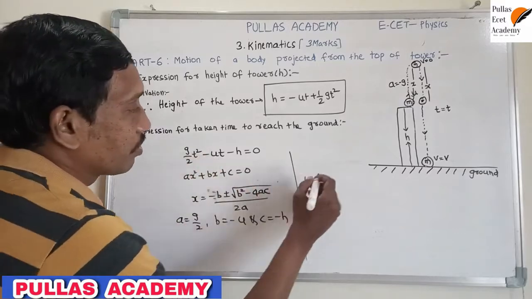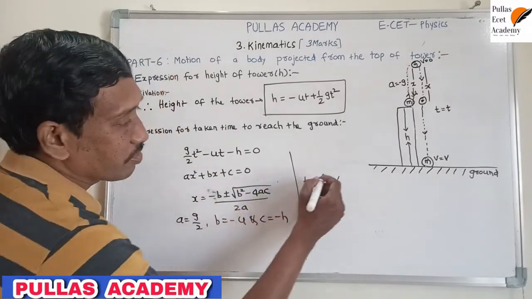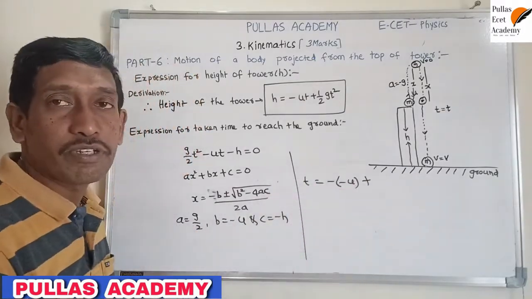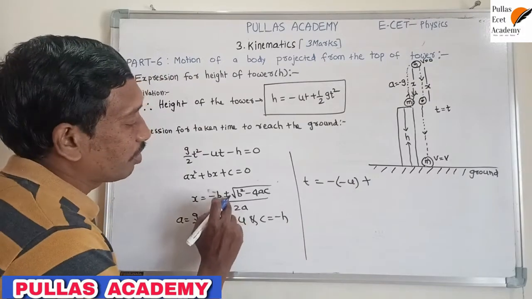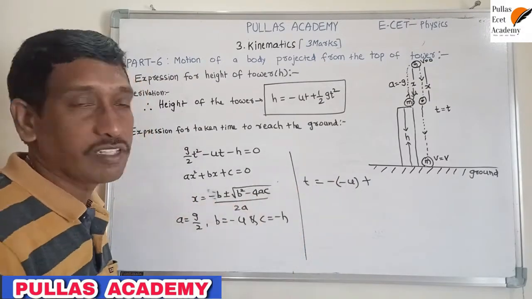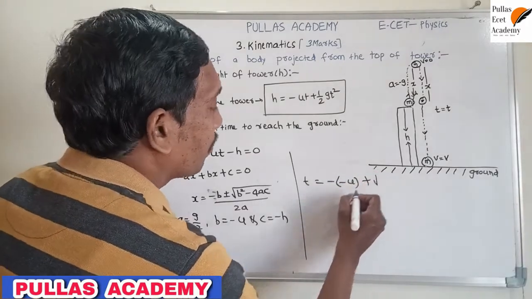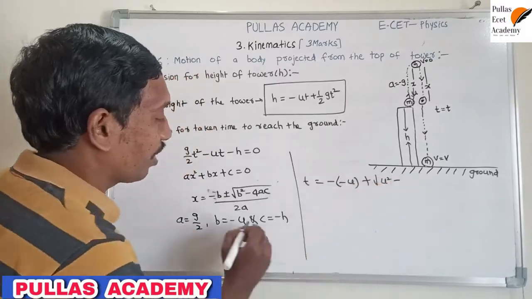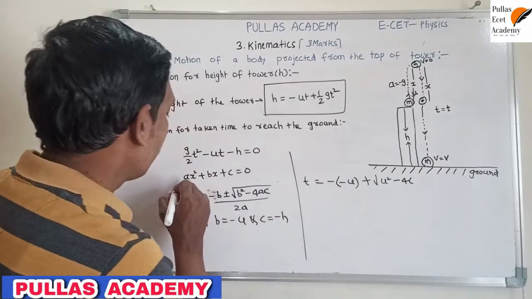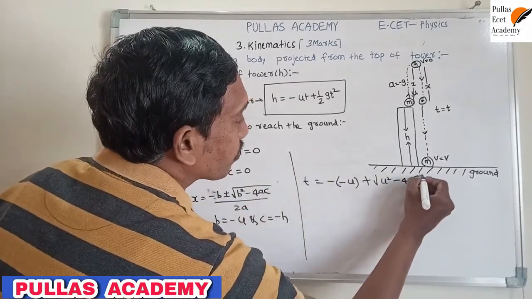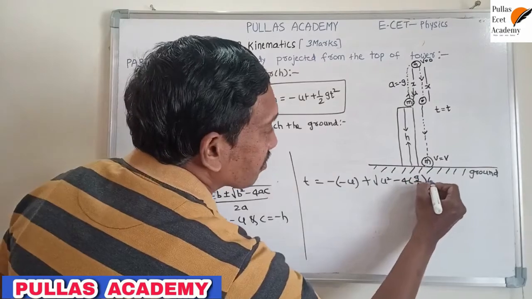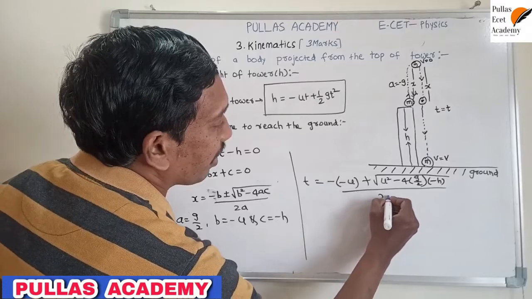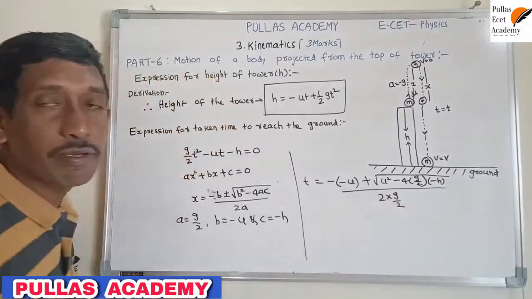Minus b, and b stands for minus u here. Minus into minus u. Plus or minus, only take the positive value. Time is measured positively. That's why there is no need to take the negative sign. Just the positive sign is enough. Plus under root of b square. b into b means minus u whole square means plus u square. Next minus 4ac. 4 into a, a stands for g by 2, into c. c stands for minus h. All divided by 2a. a stands for g by 2 again. If you simplify, you get it.